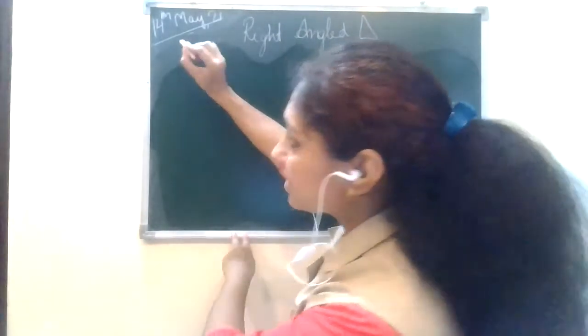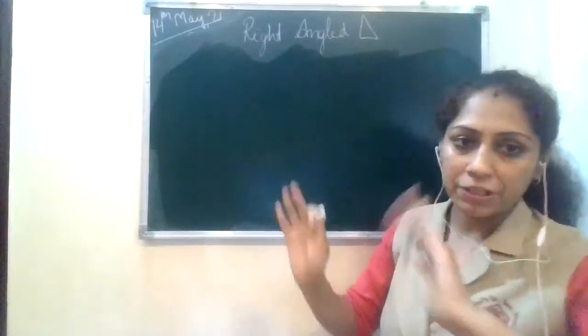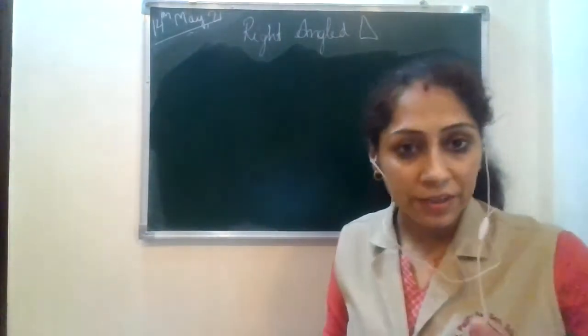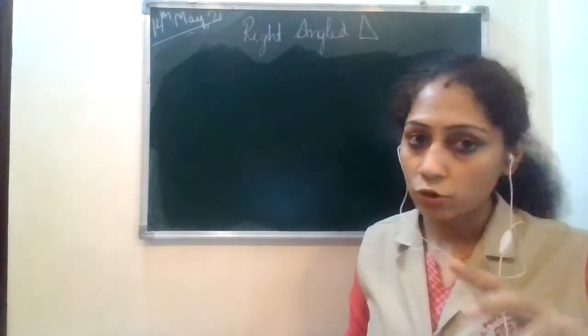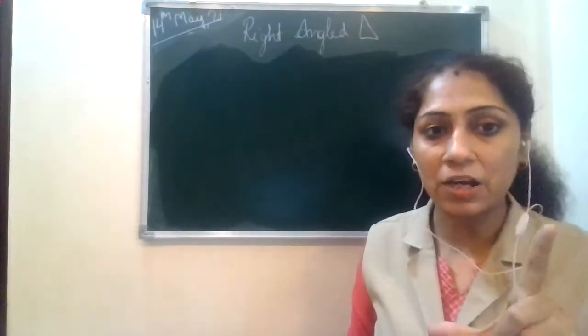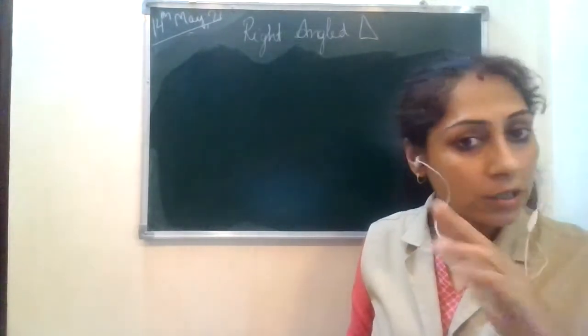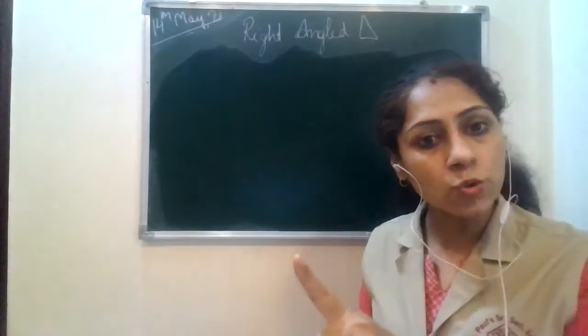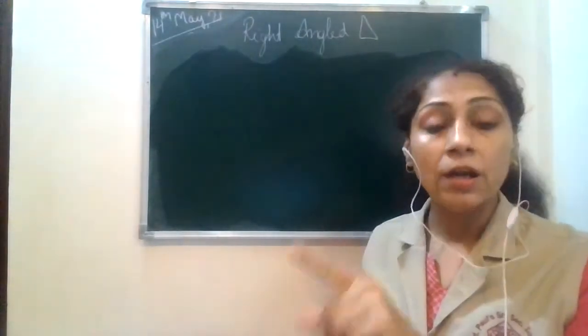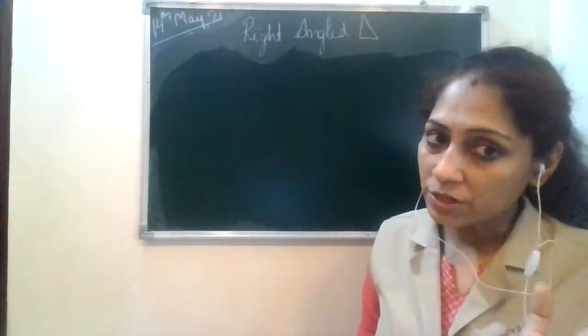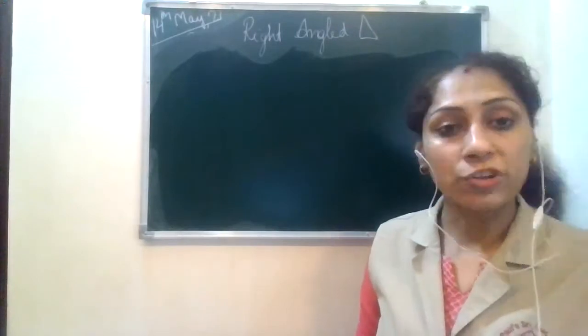One is of 5 centimeter. I'm telling you orally, then I will fit it. One is of 5 centimeter side. You know, the square has all the sides equal, and all the sides are equal. That means one square is of side 5 centimeter. The other one is of 4 centimeter. The third one is of 3 centimeter.